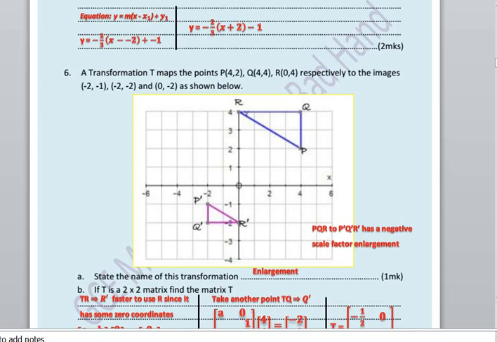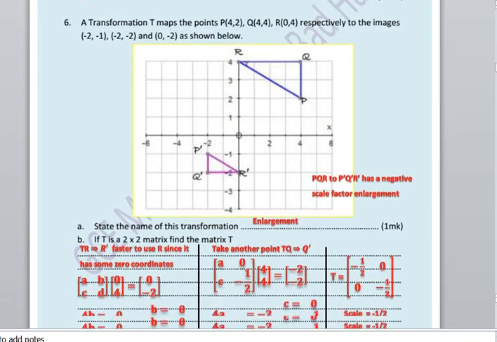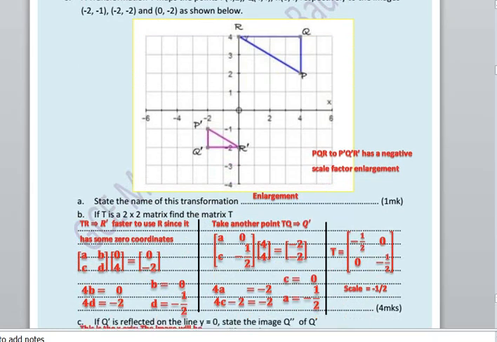And B, find the matrix of transformation, that is T, given that it's a 2 by 2 matrix. We have to just use the points here and work out this matrix. For example, we can start with the point R. I like to use R because some of its coordinates are 0. So T maps R to R prime. So if the matrix T is A, B, C, D, mapping the point R, which is 0, 4, to R prime, which is 0, minus 2, when we expand, we'll have 4B equal to 0 and 4D equal to minus 2 from matrix multiplication. And from there, our B will be 0 and D will be equal to minus a half.